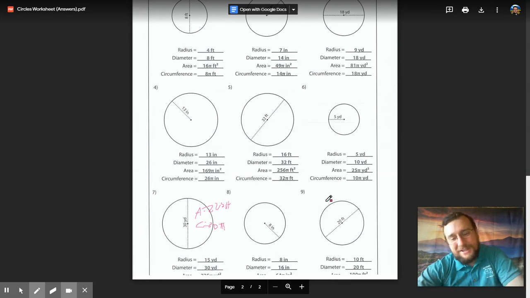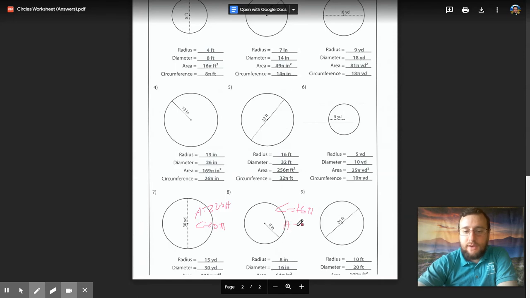Now the radius is 8 here, so the diameter is 16, which means, again, circumference is just 16 pi. And then area is that radius times itself, so 8 times 8, which is 64 pi. So all you have to do is make sure that when you're doing this, you use the right one for the right thing.